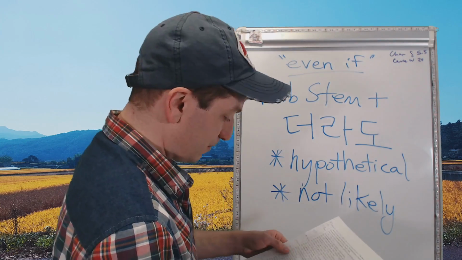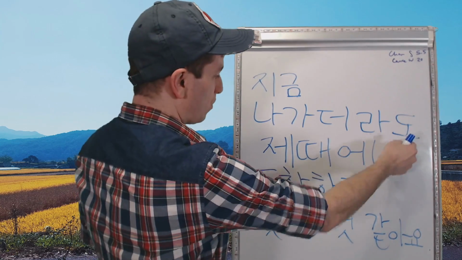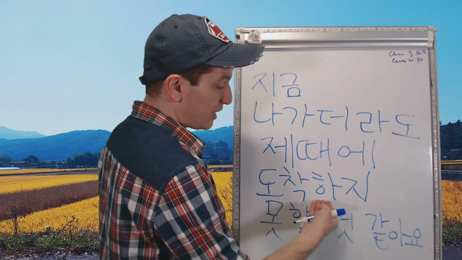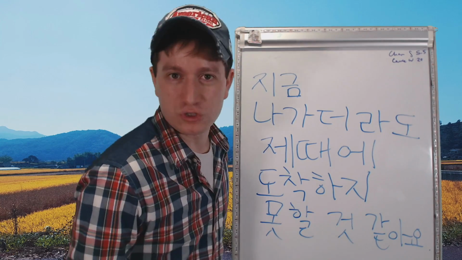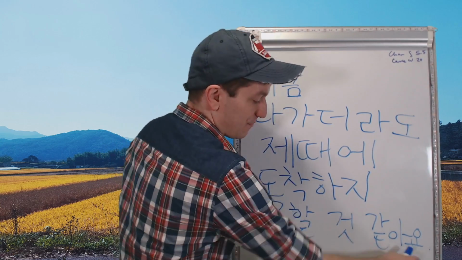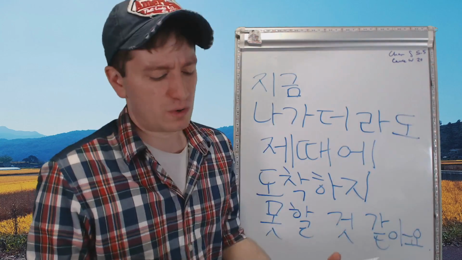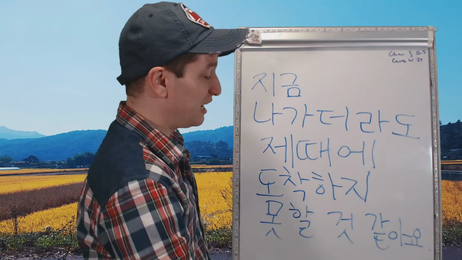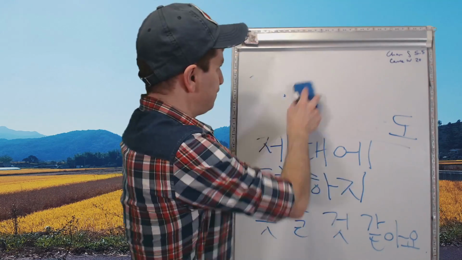Let's do an example. 지금 나가더라도, even if you leave now, 제때 in time, 도착하지 못하다, won't be able to arrive. 못할 것 같아요, will not be able to arrive, I think. Even if you were to leave now, well, I don't think you'll arrive in time. 지금 나가더라도 제때 도착하지 못할 것 같아요.